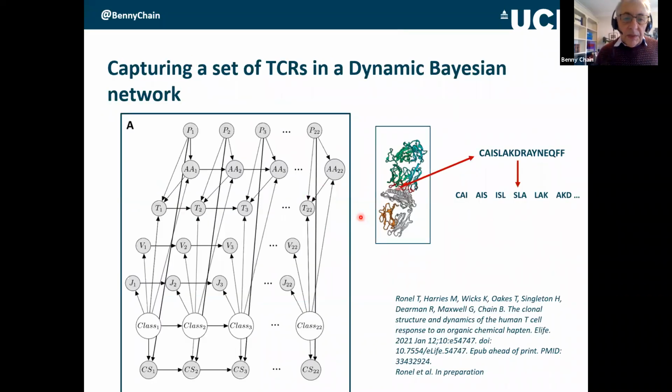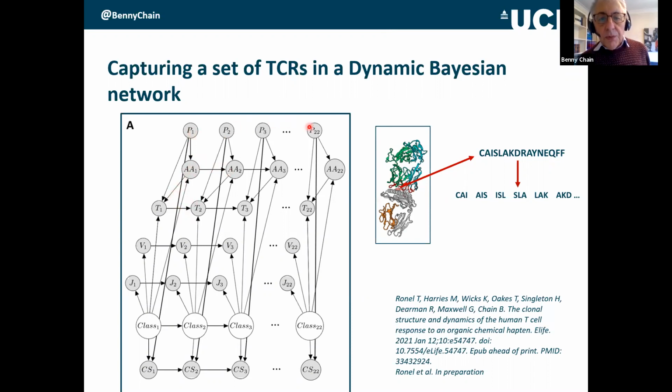And so this is work, some preliminary work of which has been published very recently in a paper that's just out in eLife, and a fuller paper is in preparation. But we've been starting to look at the idea of capturing these sequence motifs and distances between sequences using a Bayesian probabilistic framework.